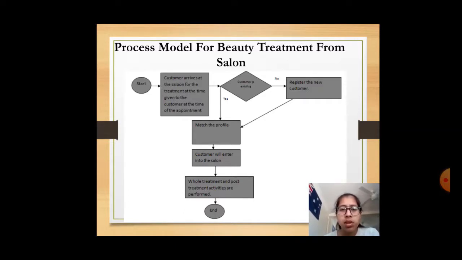Here I am going to express the process model for beauty treatment from the salon. When a customer arrives at the salon, there is one gateway placed where the customer type is checked, whether the customer is new or old. If the customer is existing, then the customer will be given access to the salon straight away. Otherwise, the customer will be put as a new customer and requires a registration process that the customer has to pass through.